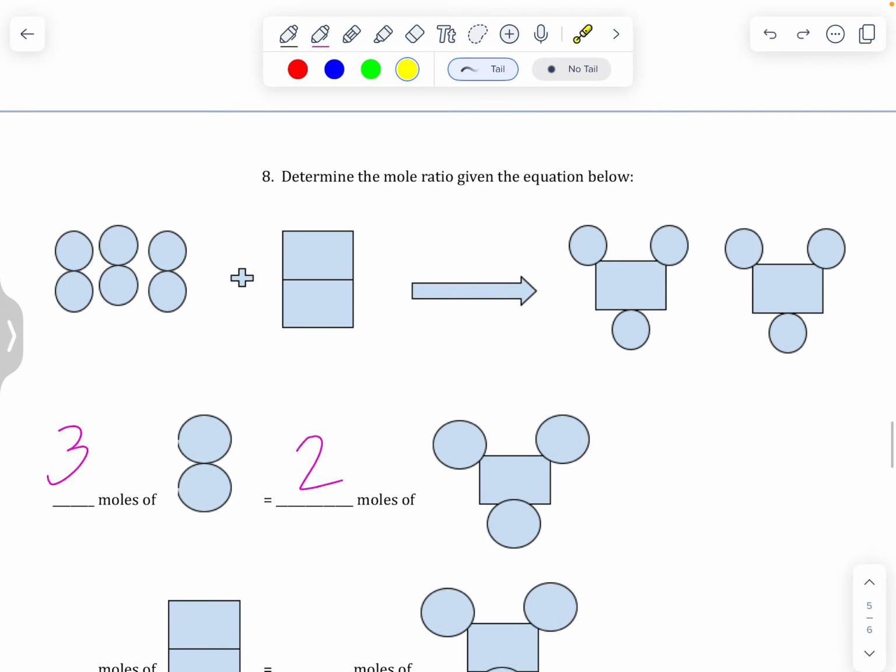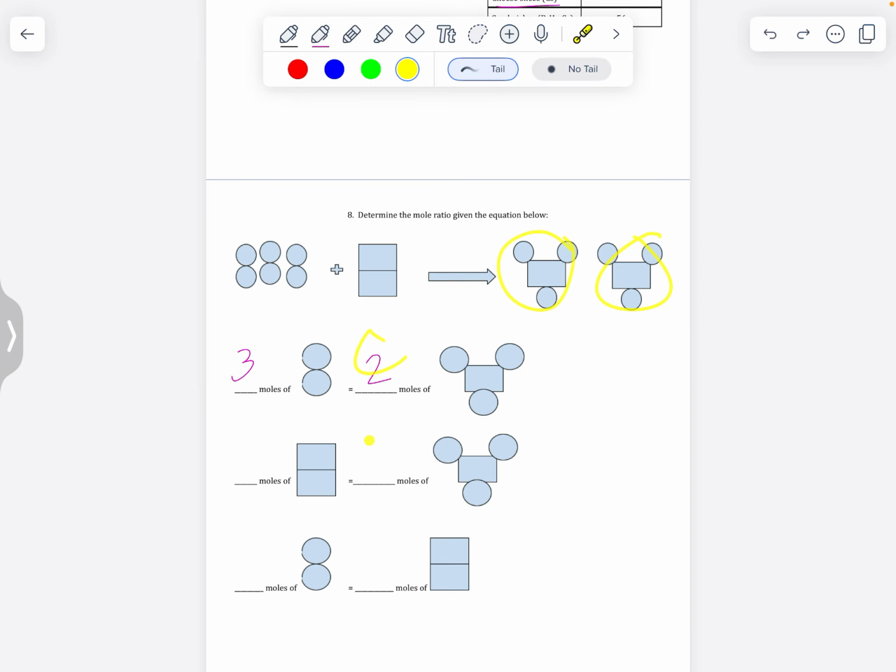Then, number 8, how many of each particle do you have? I have 1, 2, 3 of this particle, 3. I have 1, 2 of this particle, 2. So I wrote those down. Go ahead and finish the rest.